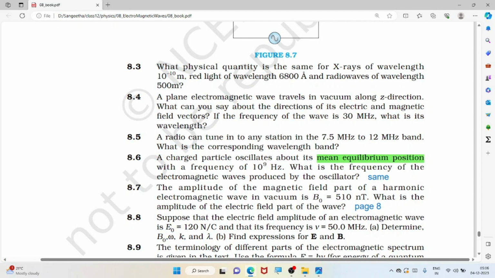Okay, the frequency of the wave, what is it? Wavelength. Frequency, wavelength: C equal to lambda v, so wavelength equal to c by frequency, that is the velocity of light in vacuum divided by frequency.